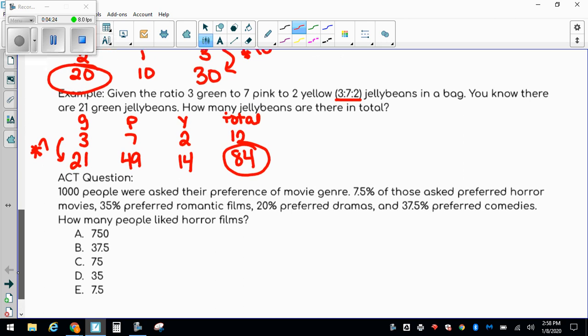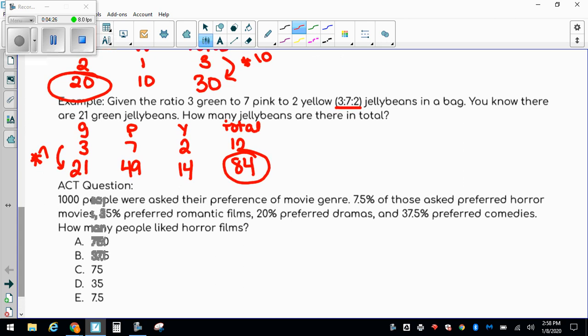All right, the last one is an ACT question. 1,000 people were asked their preference of movie genre. 7.5% of those asked preferred horror movies, 35% romantic films, 20% dramas, 37.5% comedies. How many people like horror films?